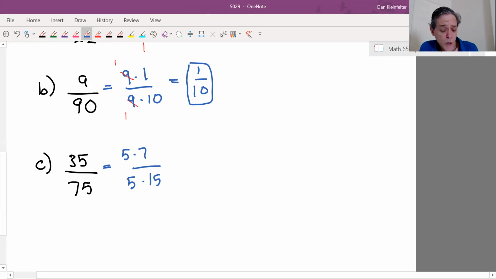So now the numerator and denominator are both divisible by that 5. 5 divided by 5 is 1. 5 divided by 5 is 1. And that leaves us with 7/15. So that fraction is now in simplest form.